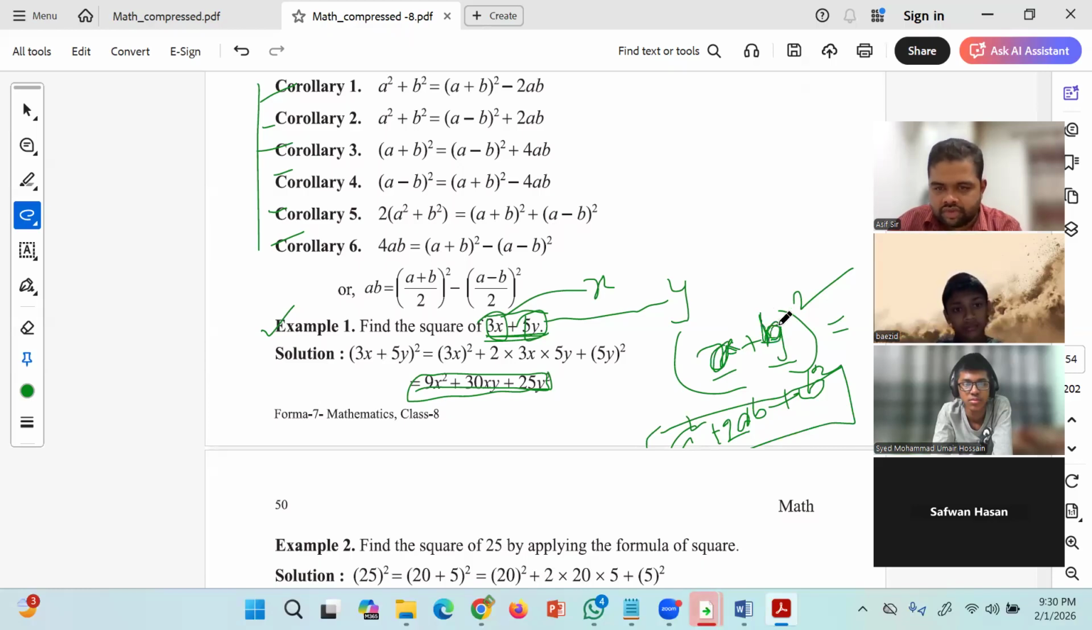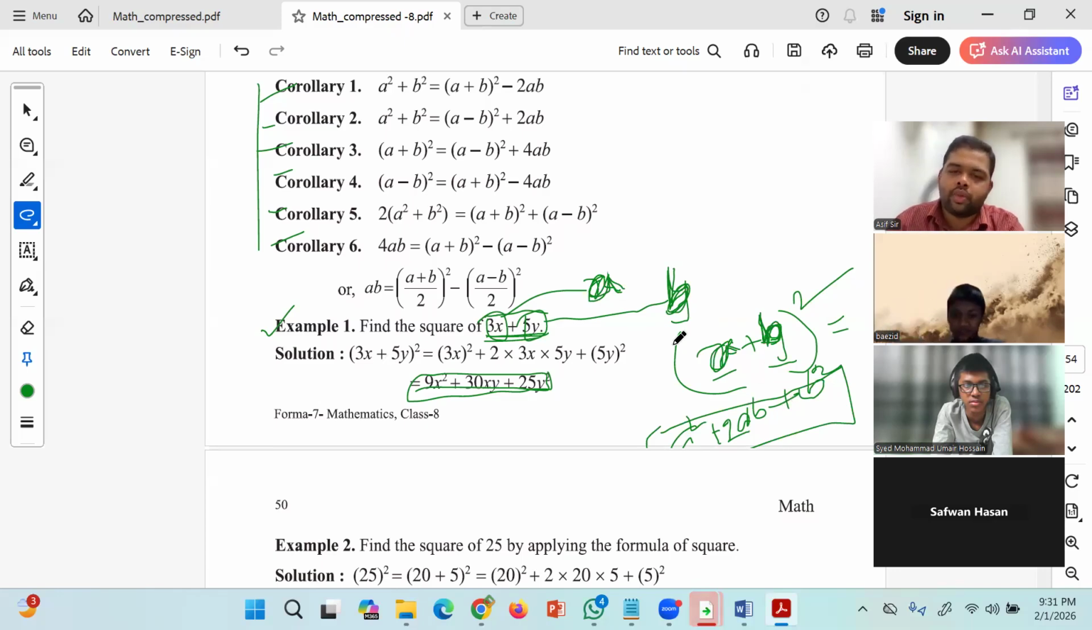As we are using a square and b square, we have to use a and b, not x and y. So we are thinking this as a and considering this as b, not xy. This is another silly mistake for me. Okay, the first one is a, second one is b. Then we have to follow the rule a square plus 2ab plus b square.